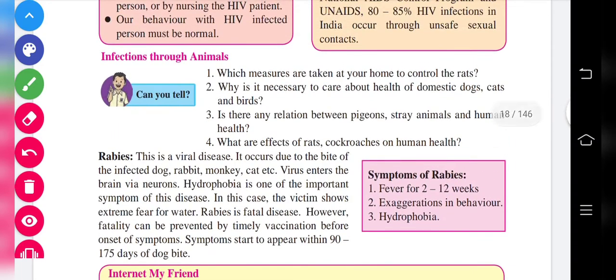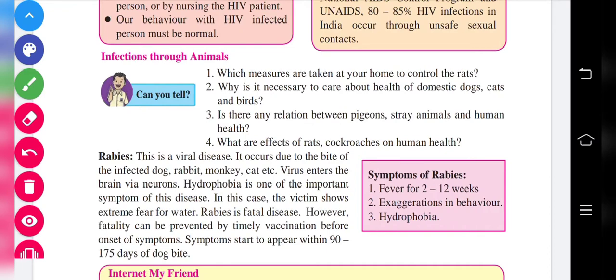The third question is, is there any relation between pigeons, stray animals and human health? Obviously there is a relation. Respiratory diseases, asthma and allergic diseases are said to be linked with pigeons. The feathers and droppings of pigeons can cause such a reaction in our health. So feathers are very harmful to our health, and asthma-like disease can result from pigeons.